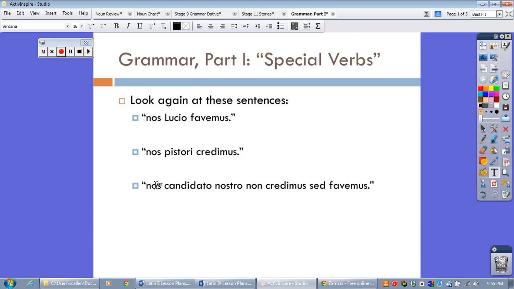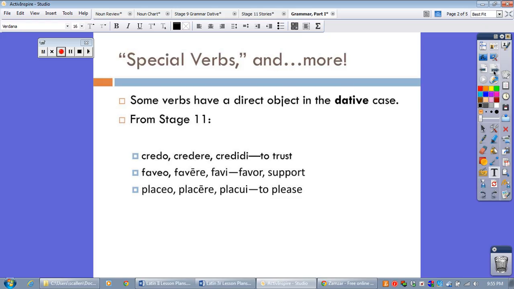So we saw these sentences just a few seconds ago. Ignore where it says part 1. But you can call this special verbs. All right? Some verbs have a direct object in the dative case. And it all depends on the verbs. And they're just a little pile of verbs that I call special verbs, that many Latin teachers just call special verbs. And here are 3 in particular from stage 11 that you'll want to know.